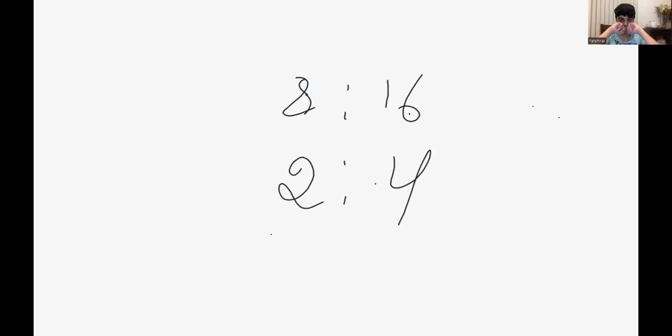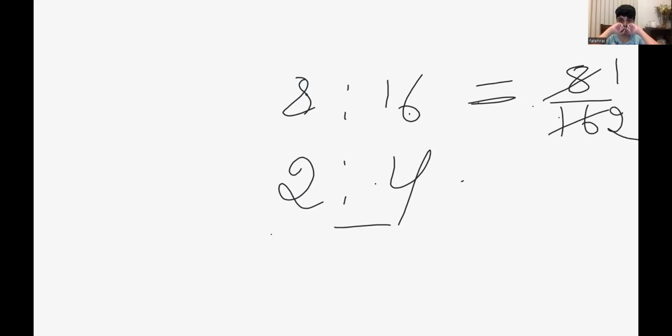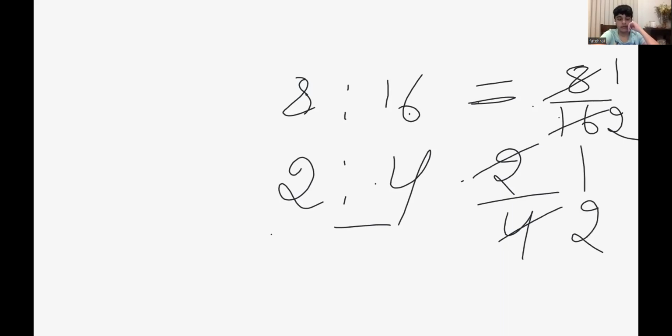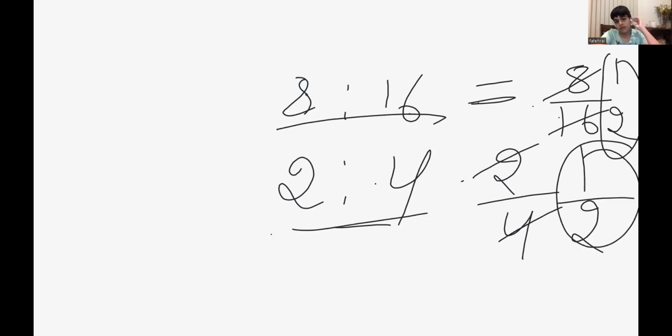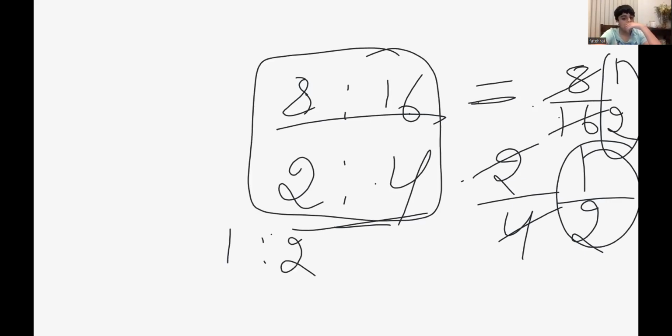So what we are going to do, I will write 8/16, simplify it, it will give me 1/2. I will write it as 2/4, simplify it, and it will give me 1/2. So the simplest form of both of them is the same, 1/2, that is 1:2. So we can say that these two are equivalent ratios.